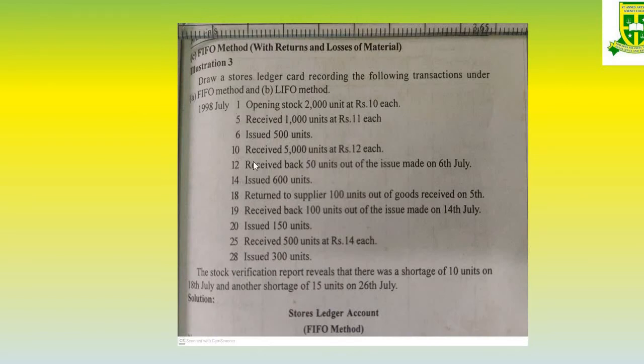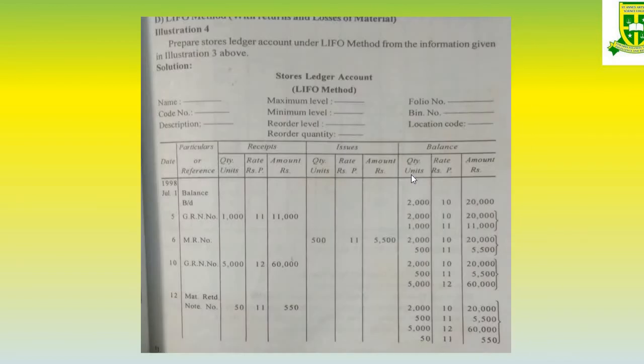Next, what is happening on the 12th? Received back 500 units out of the issue made on 6th July. On 6th July, we had issued 500 units.